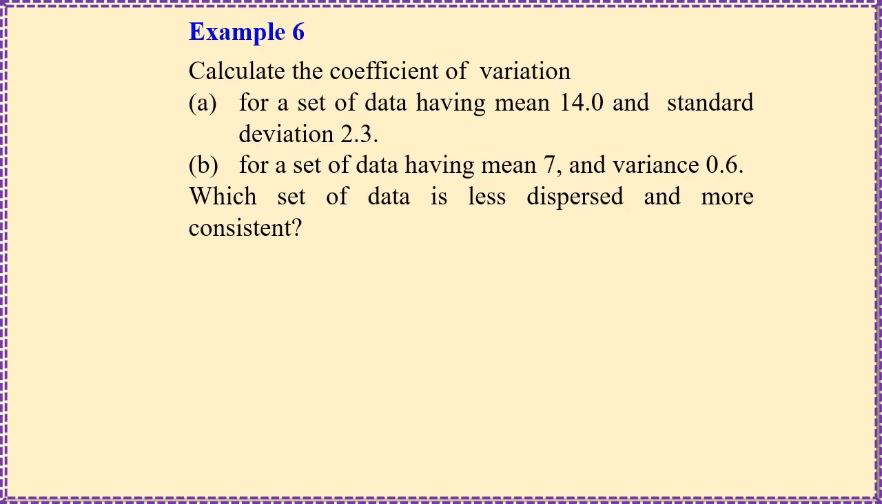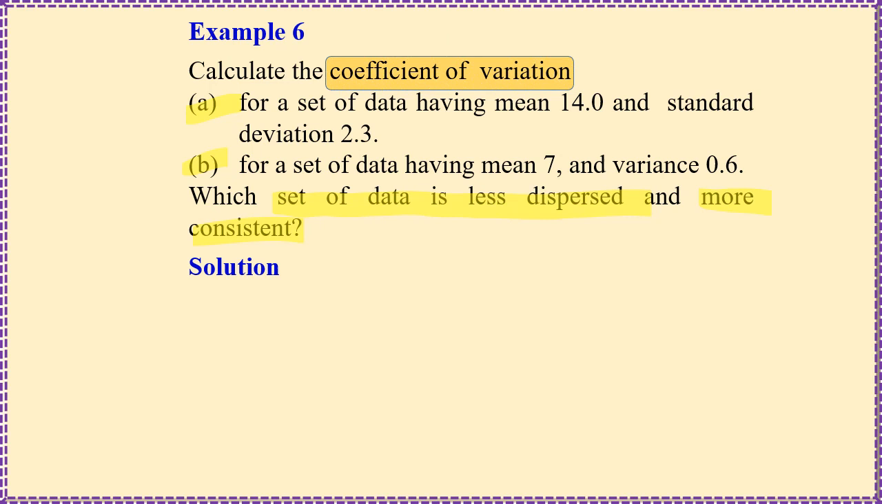So let's see this example. We are comparing the data. Calculate the coefficient of variation for A and B, and then which set of the data is less dispersed and more consistent. If we look at the previous slide, it said that a larger coefficient of variation means more dispersed. So to find the data that is less dispersed and more consistent, we need the smaller coefficient of variation. Now, what is the CV for set A and set B?